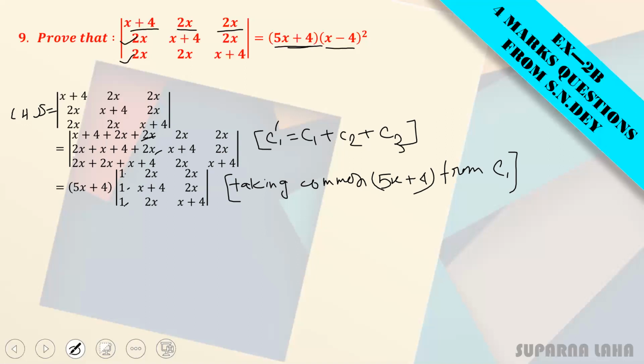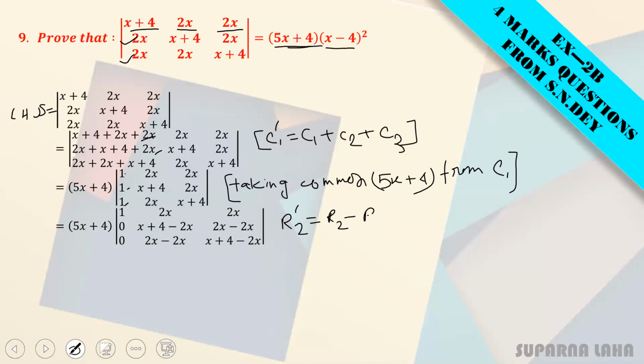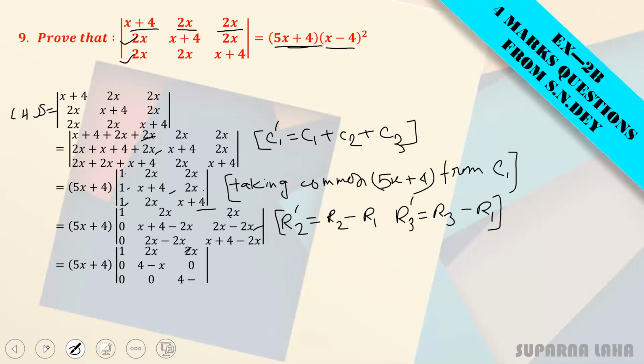That means among these three elements, one element should be non-zero and the others we can make 0. So we apply R2 dash is R2 minus R1 and R3 dash is R3 minus R1. Applying these operations: x plus 4 minus 2x is 4 minus x, then 2x minus 2x, then again 2x minus 2x, and x plus 4 minus 2x. So the value is 1, 2x, 2x, then 4 minus x, 0, 0, 4 minus x.